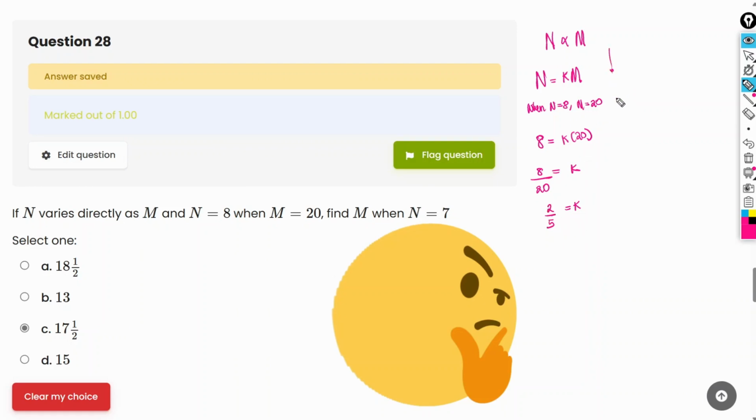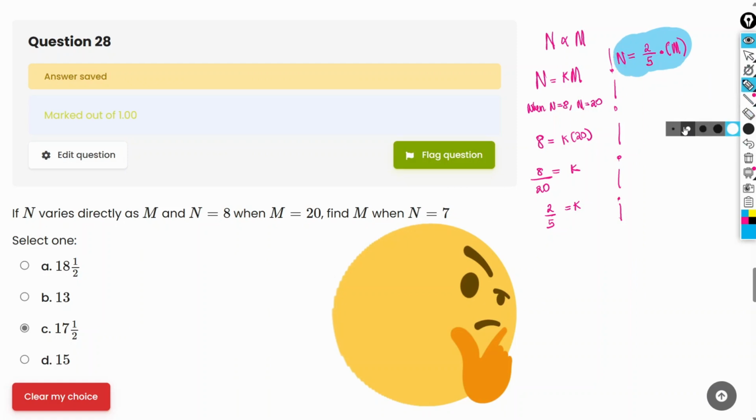So that means that the proper relationship that we have here is that n is equal to 2 over 5 times m. All right, so I've plugged your value for k back in. So this is the actual relationship, right? So this is the main thing here. Once you have this, you can solve anything else.